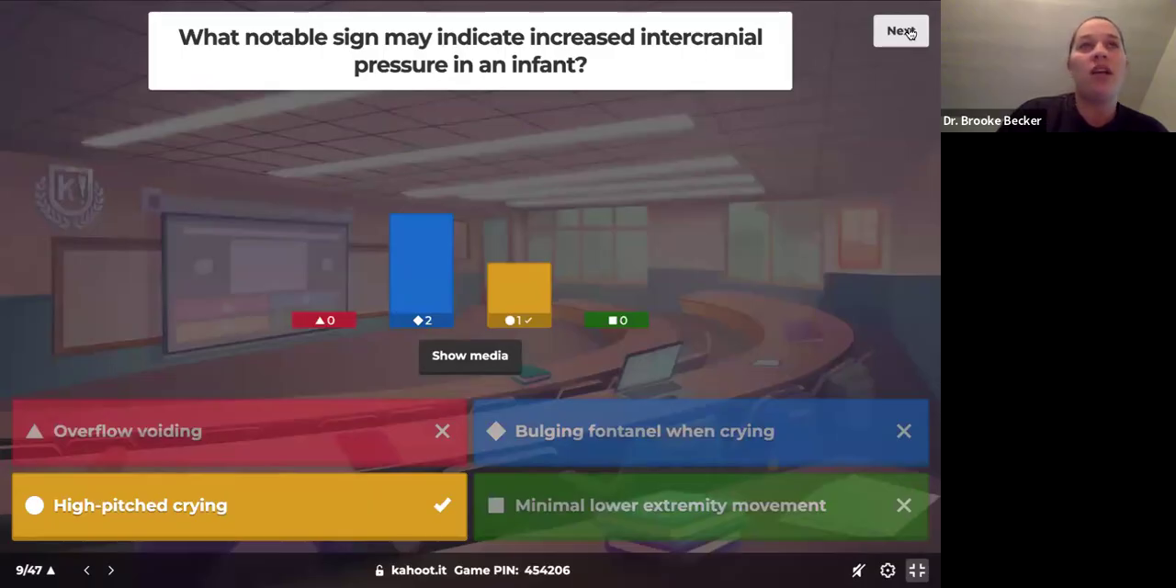The bulging fontanelle when crying, that's not necessarily an uncommon finding. When babies are crying and upset, you will see their fontanelle kind of be bulged. But if they're calm and their fontanelle's bulging, then that would be a sign of increased intracranial pressure as well. But high-pitched cry is pretty classic of a kiddo with increased intracranial pressure, especially if you can't get them calmed down.